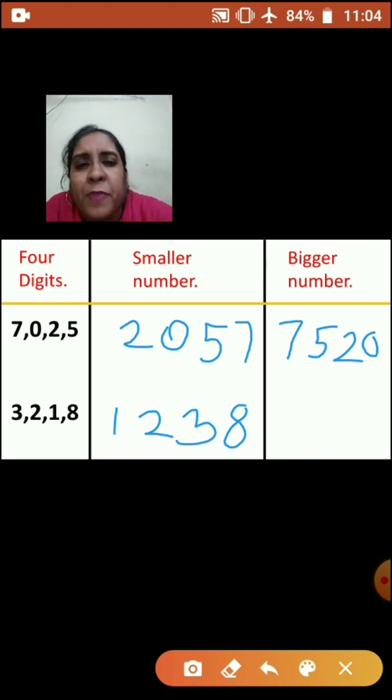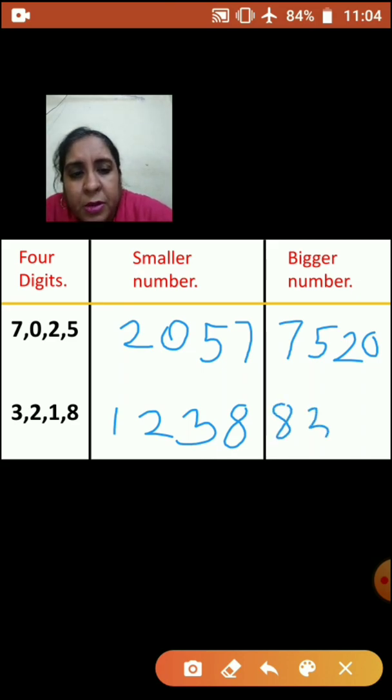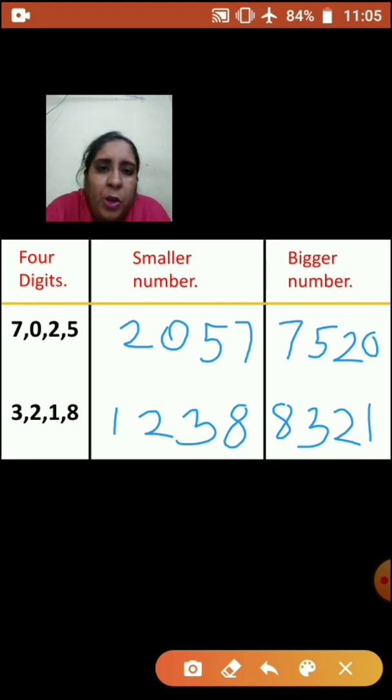Take the bigger number first. Which is the bigger number here? 8. Then what will come? 3, 2, 1. So this will be your bigger number. So in this way you should know how to make a smaller number and a bigger number from 4 digits given. Okay. Did you understand, children?